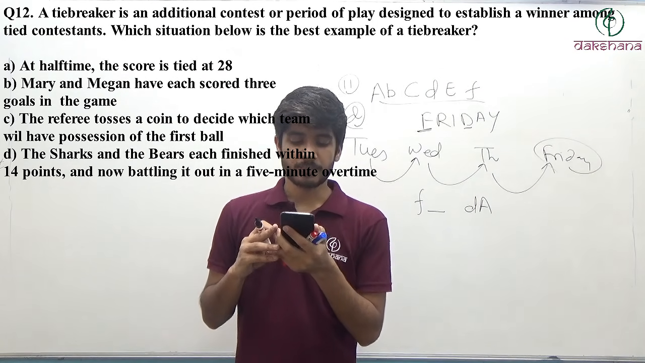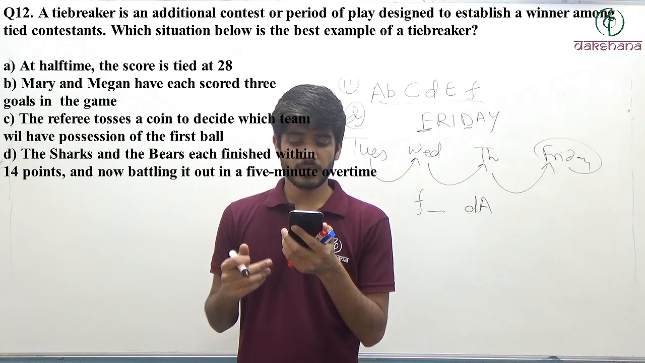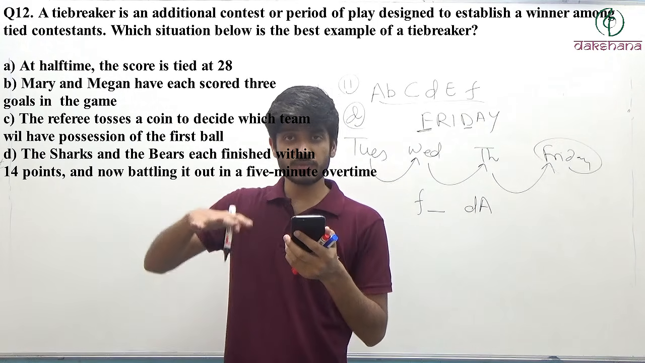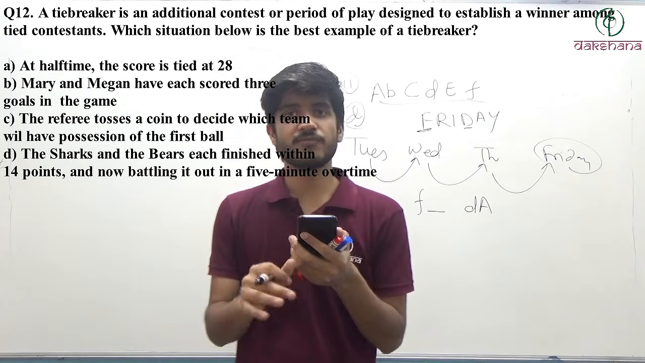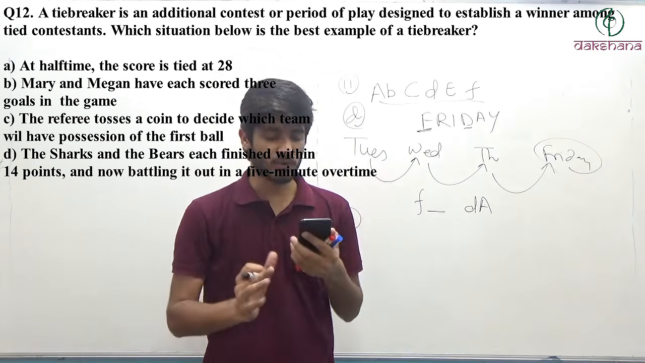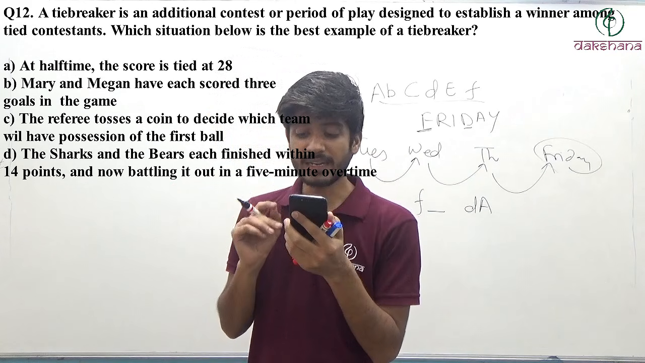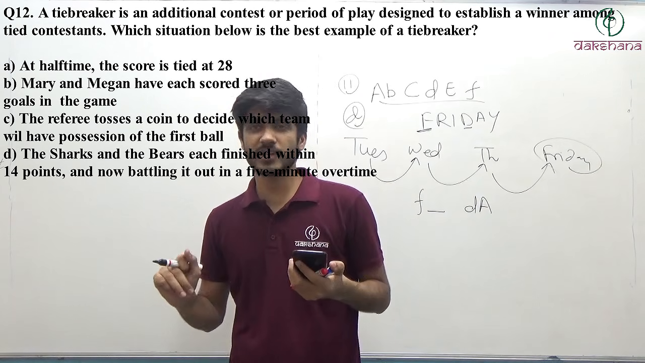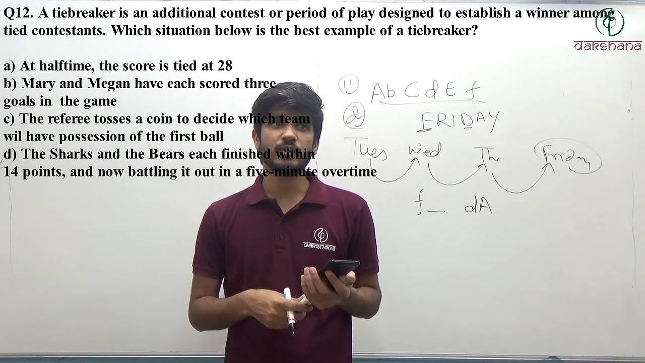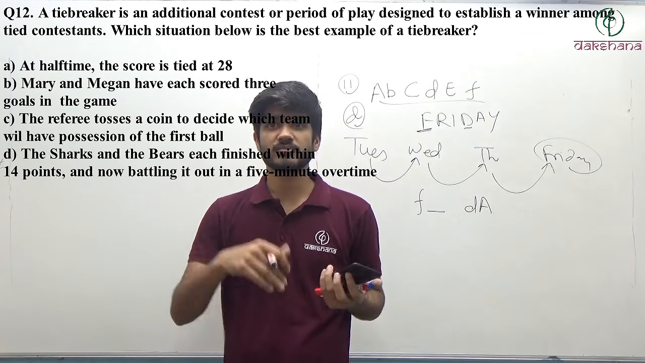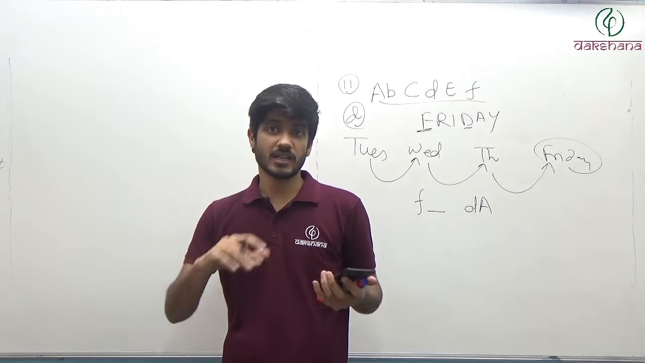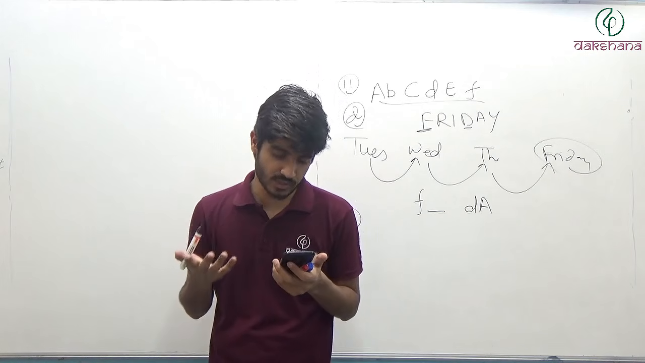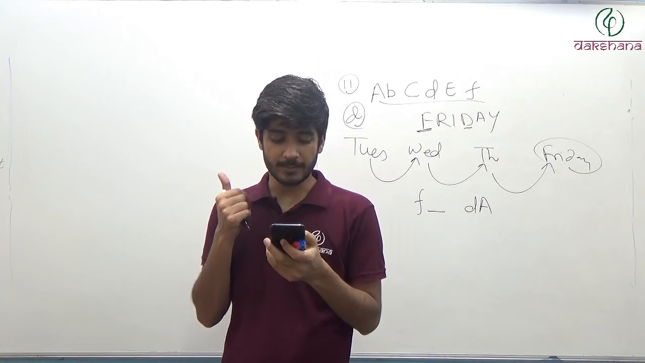Okay, and option number D, the Sharks and the Bears each finished with 14 points. So these are just names of two teams, and both teams finished the game with 14 points. Now battling it out in a 5-minute overtime. Yes, you have exactly equal scores. Now to find out who the winner is, you are trying to win the game in the extra time that you got. So yes, that's more or less a tiebreaker. So option number D is the right and fittest answer. The right answer would be option number D.